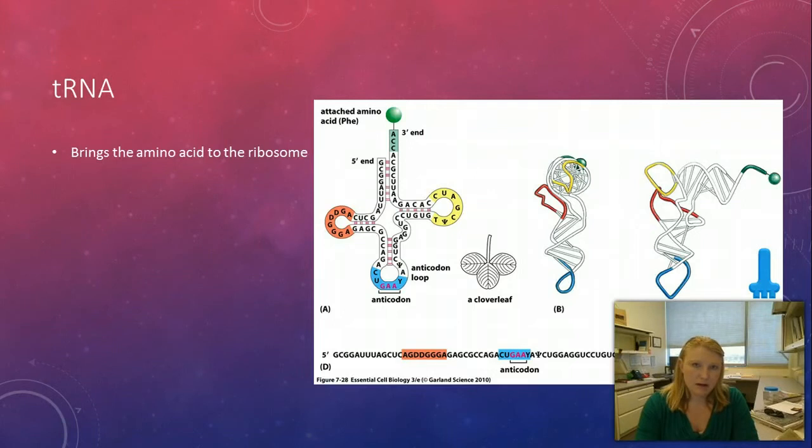Now, every tRNA is specific for a specific amino acid. It's not interchangeable. One tRNA can't one moment code for phenylalanine and then the next moment code for cysteine. They will always code for the exact same amino acid. And you can see how that works here. And then there's a couple other branches that help it dock within the ribosome.